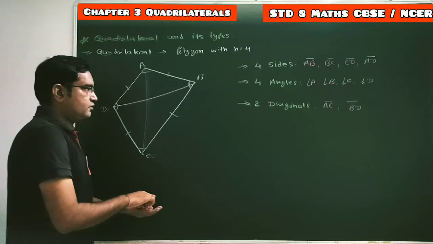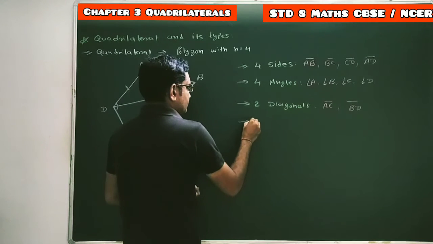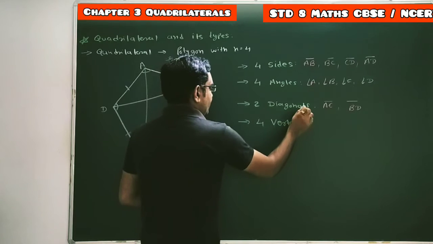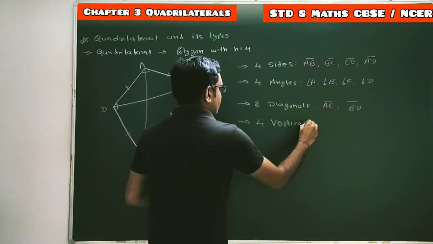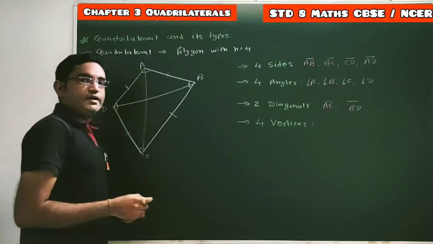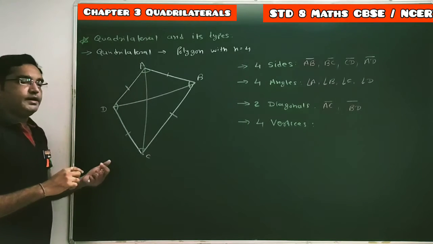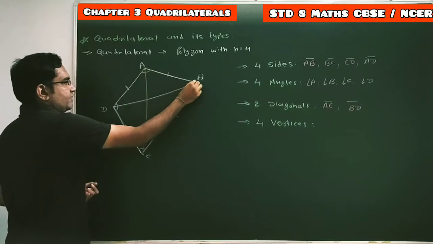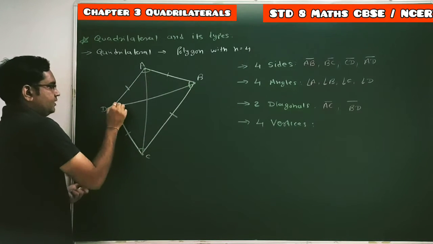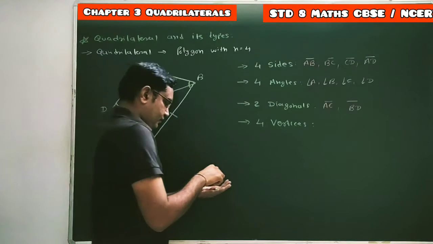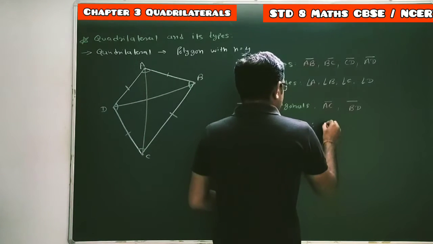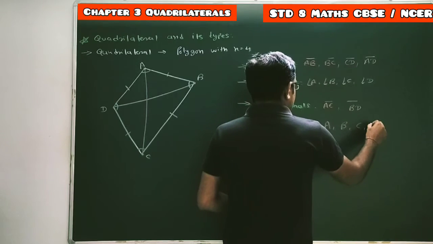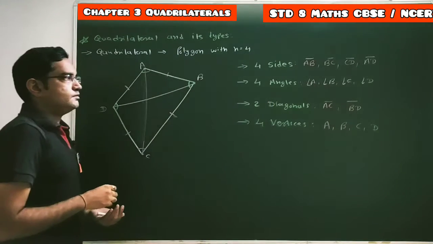Also 4 vertices are there. In a quadrilateral, 4 vertex, and the plural is vertices. Only one point can be defined as a vertex, but in plural it is vertices. So total 4 vertices are there. These are the vertices, points A, B, C and D. Vertices are nothing but the points.